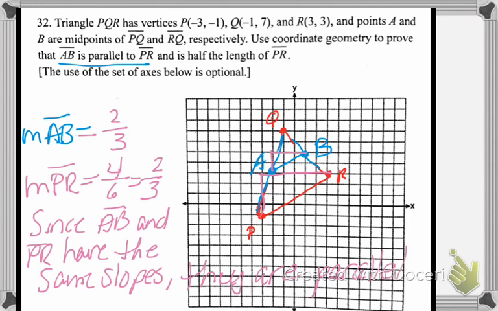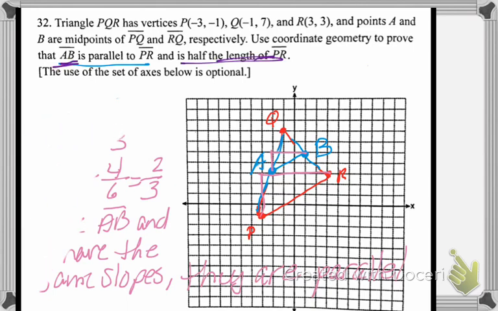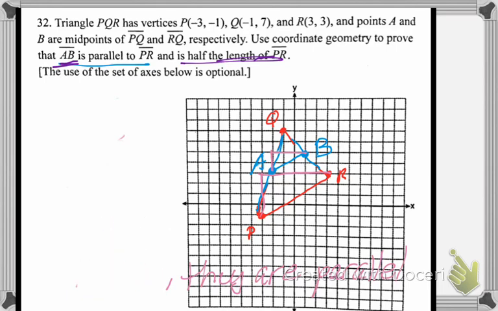Okay, I hope you can read that. Okay, but we're not done yet. I'm going to get another color, because we also have to prove that AB is half the length of PR. Okay, so we prove how long a line is by using the distance formula. So first we're going to need the length of AB.